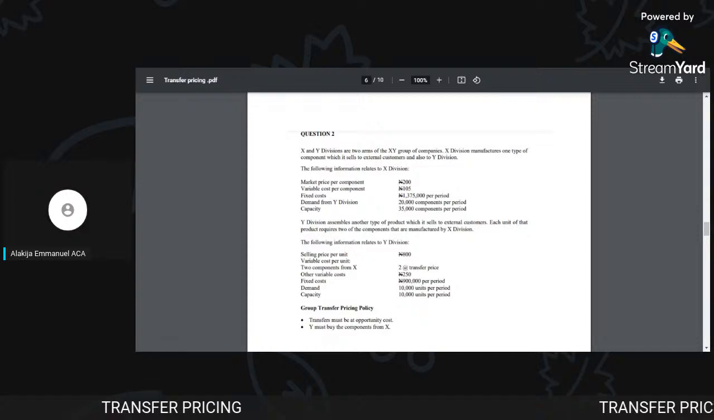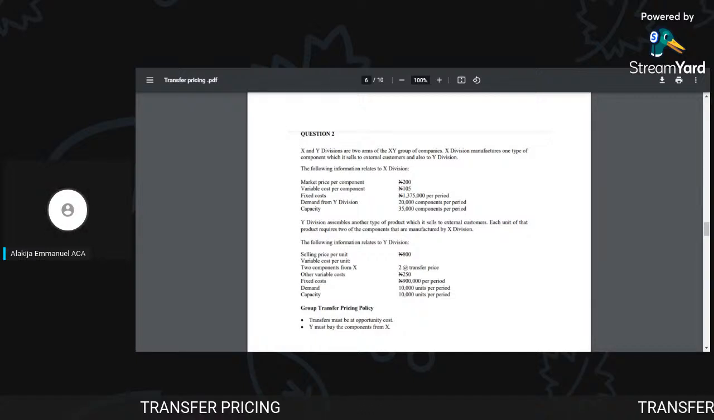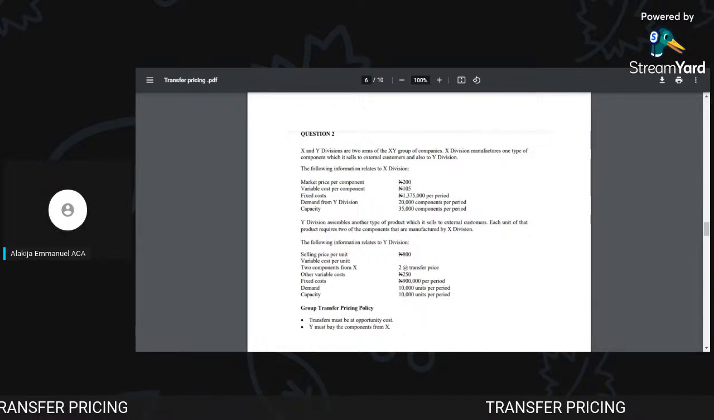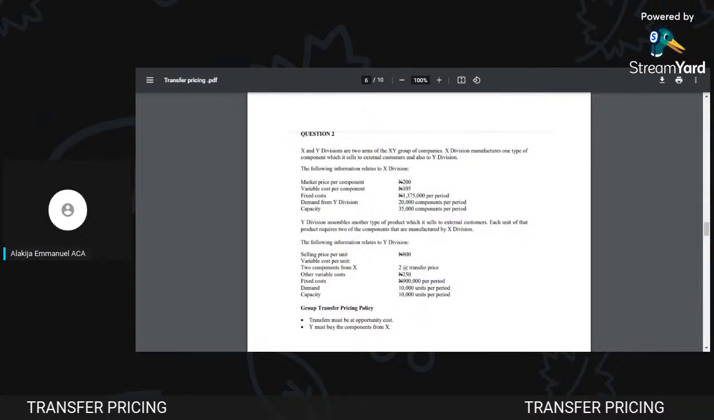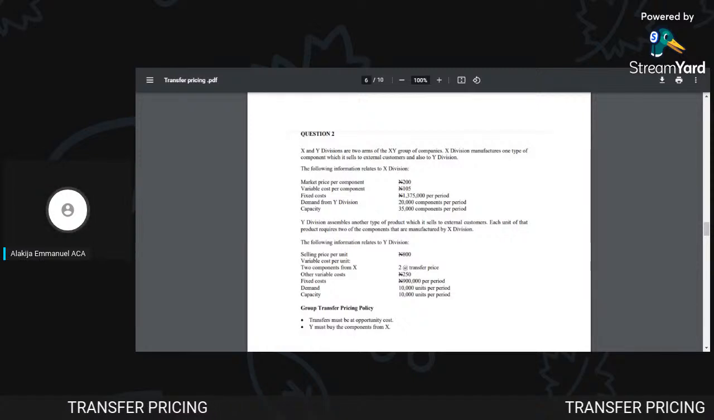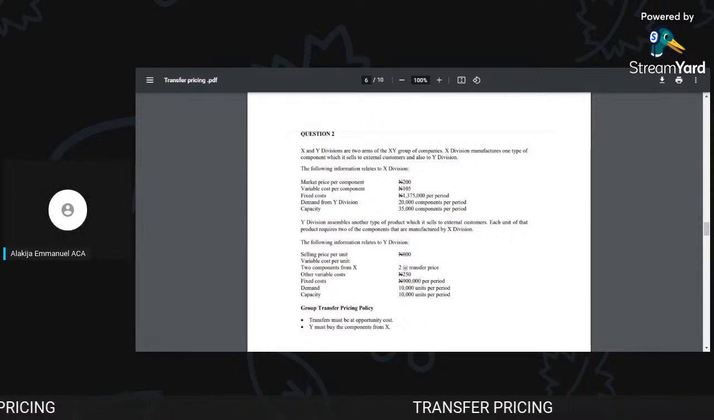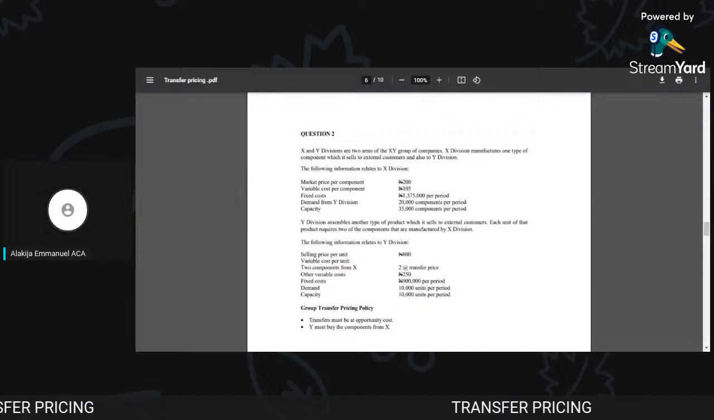Capacity is 35,000. That means X has the capacity to produce just 35,000. They cannot produce more than 35,000. And Y is already asking for 20,000, which means we don't even know what the market wants yet. Let's see what the market wants before we can say whether they have the capacity to sell to Y division or not, before we can now set the transfer price.